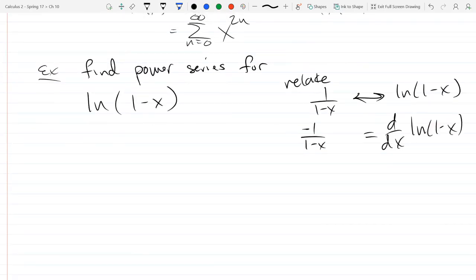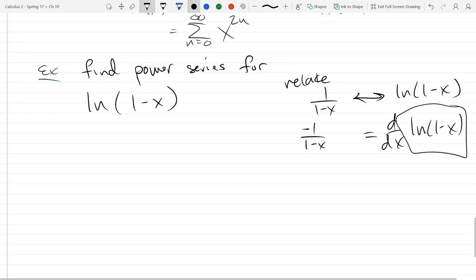Now we're going to do something slightly weird. How do I solve for natural log 1 minus x? You take an integral of negative 1 over 1 minus x. So I've got to take an antiderivative to cancel out the derivative. So this is how they're related.